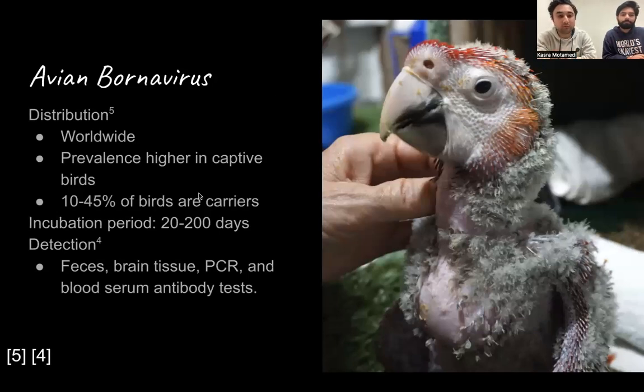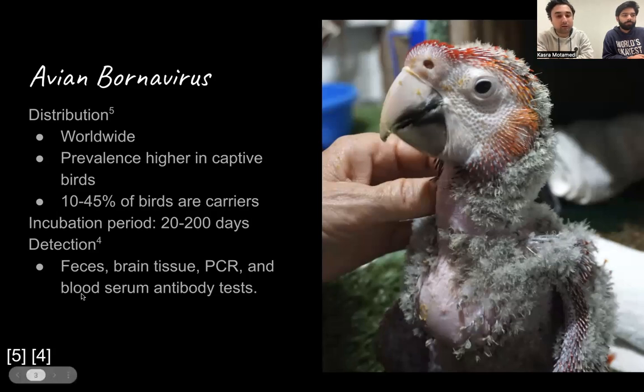Now I'm going to talk about the avian Bornavirus specifically. It is found worldwide. Its prevalence is higher among captive birds, and 10 to 45% of birds are carriers of the disease. And it has an incubation period between 20 and 200 days. In case you forgot, the incubation period is the time between when the bird got the virus to when the bird started showing signs of it.